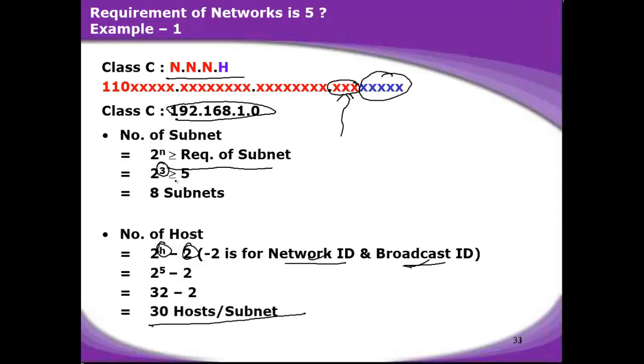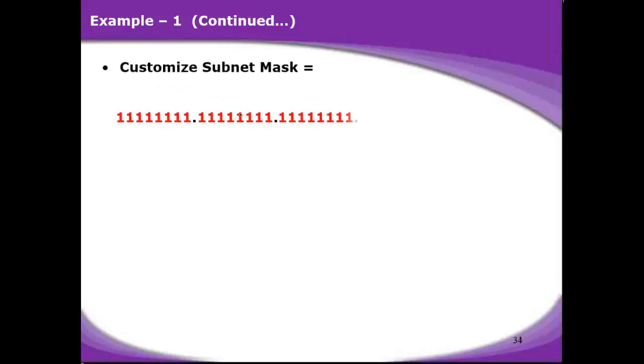So by these two calculations you conclude that you are going to have 8 subnets by converting 3 bits, and you are going to have 30 hosts per subnet by this calculation. So the third calculation you have to do is for the customized subnet mask.